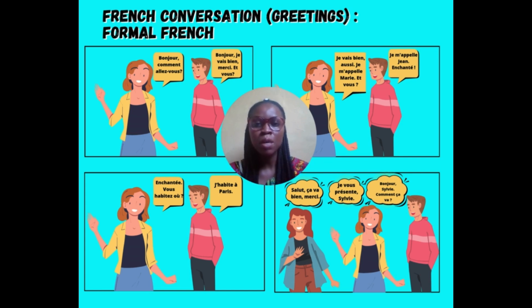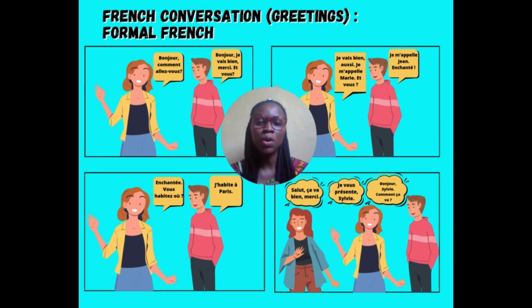So the lady begins by saying, Bonjour, comment allez-vous? And then he says, Bonjour, je vais bien, merci, et vous? And then she says, Je vais bien aussi. Je m'appelle Marie, et vous? He responds, Je m'appelle Jean. Enchanté. She responds as well, Enchanté. Vous habitez où? He says, J'habite à Paris. And then the friend comes over and she says to him, Je vous présente Sylvie. And then he says, Bonjour Sylvie, comment ça va? And then Sylvie responds, Salut, ça va bien, merci.